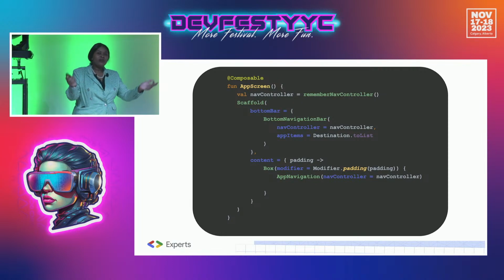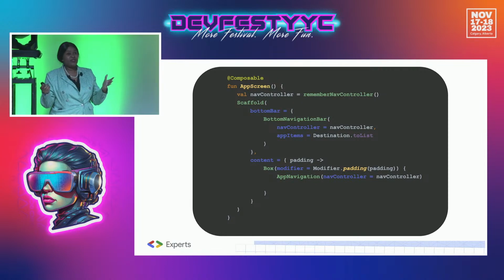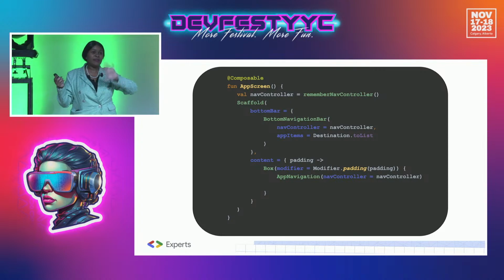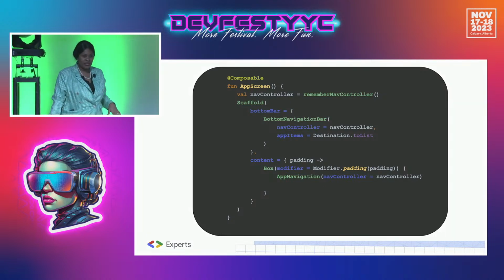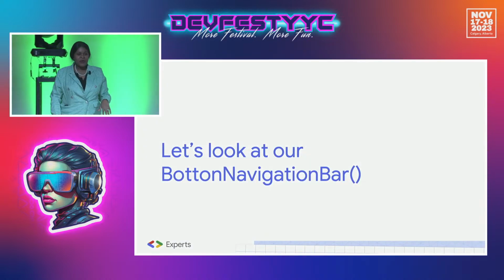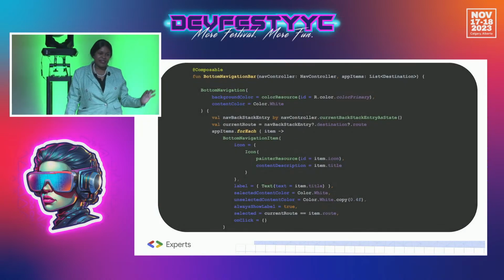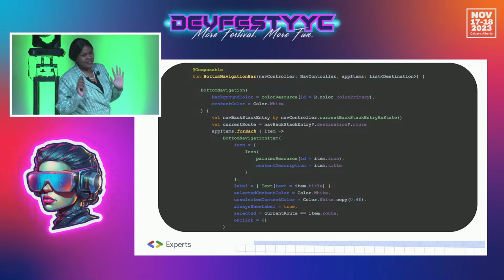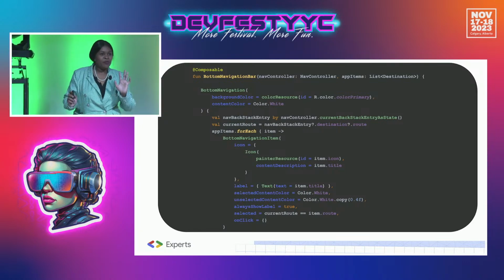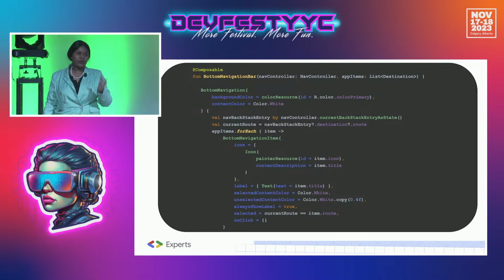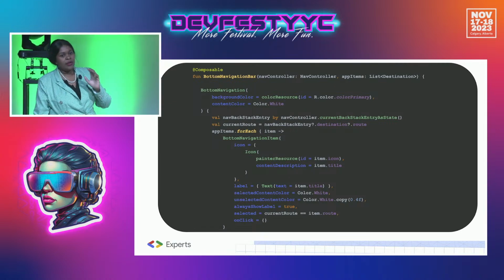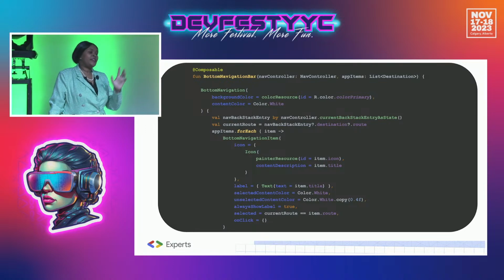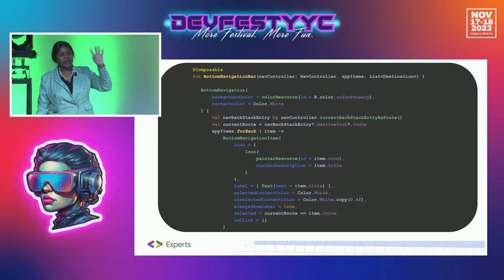So companion objects in Kotlin, they're pretty easy to access. So if you want to access something from anywhere, create a companion object, you'll be able to capture them pretty easily. And when we go to BottomNavigationBar, which I know it's a lot of code, but stay with me. So in our BottomNavigationBar, we have the NavController, and then we have the app items. Within the app items, we have the list of destinations, the sealed class that I created.